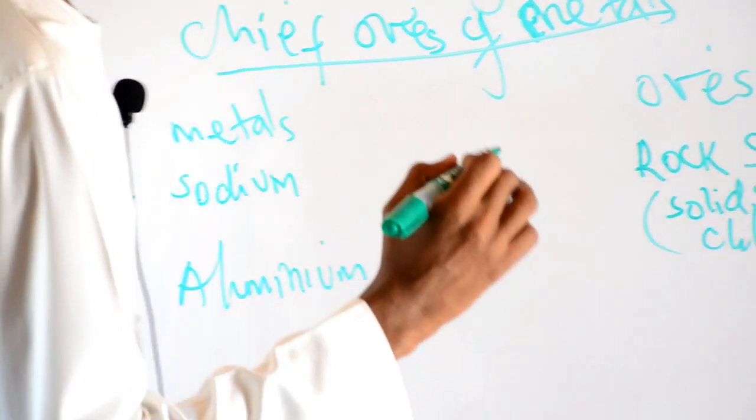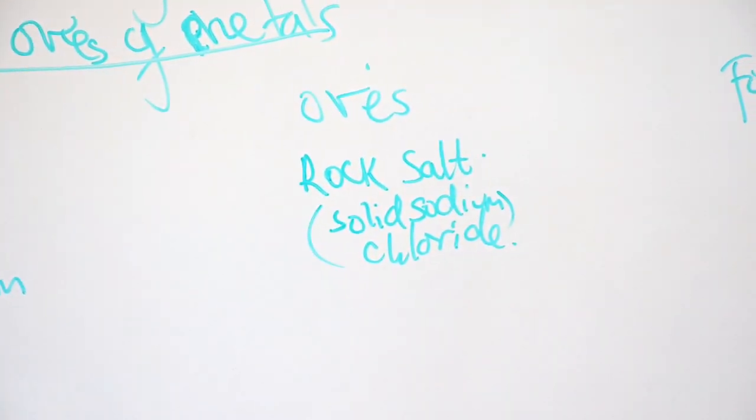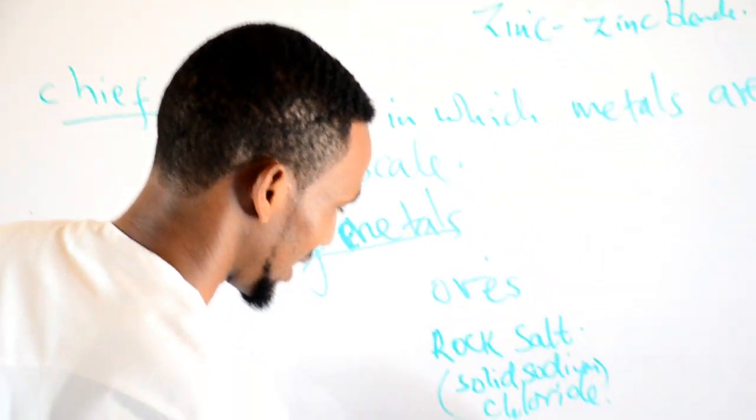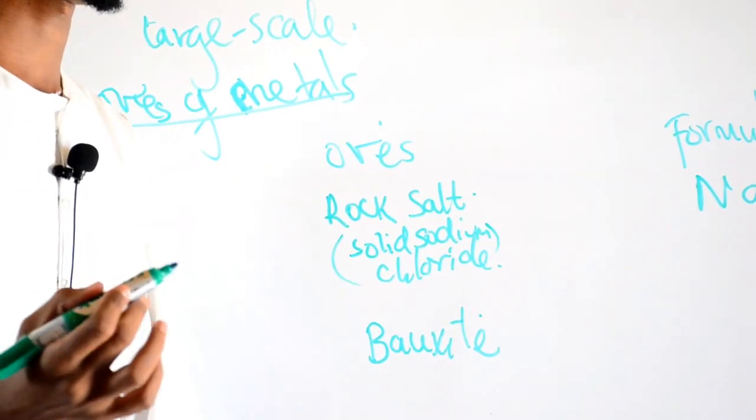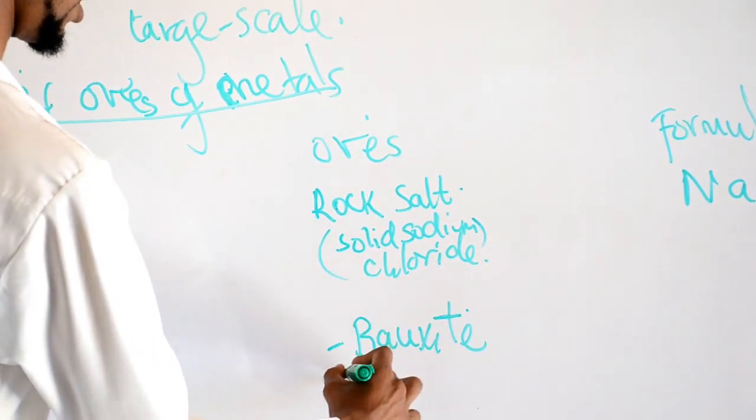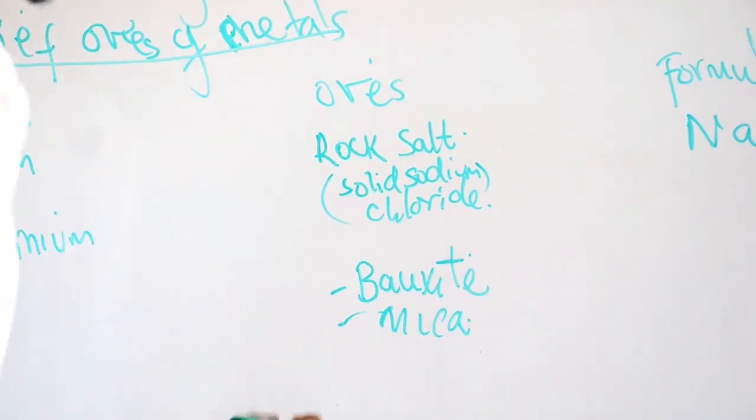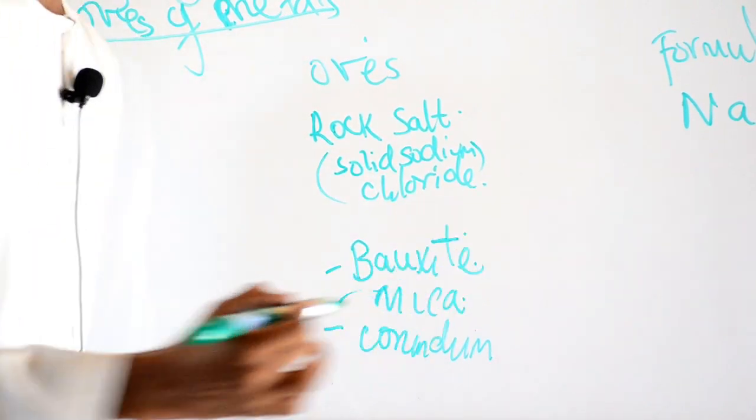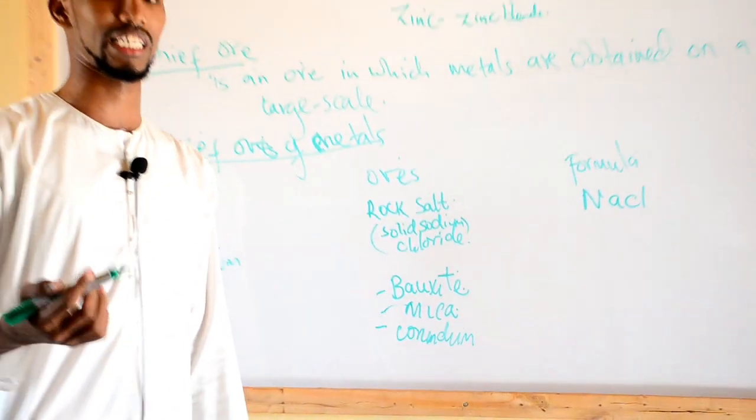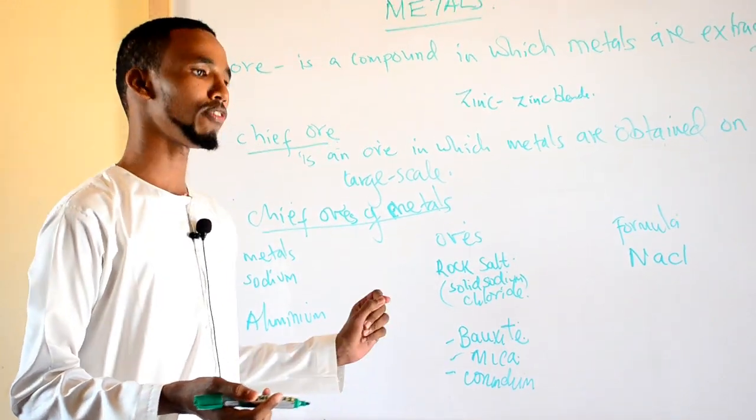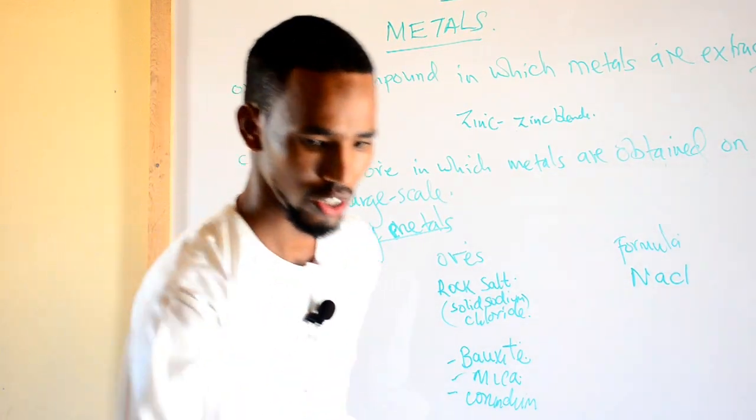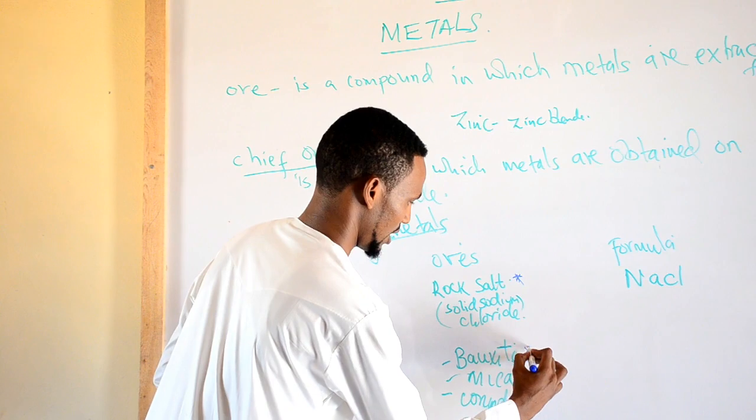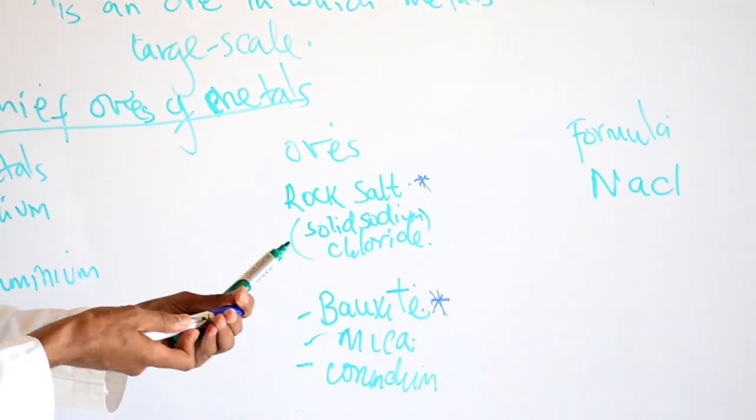Aluminium has different ores, but there is one which we call the chief ore, that is the main ore. That one is called bauxite. Bauxite has other ores with it, like mica and corundum. But what we are considering is bauxite. What is asked in the exams are the chief ores of elements. So this is the chief ore of aluminium.